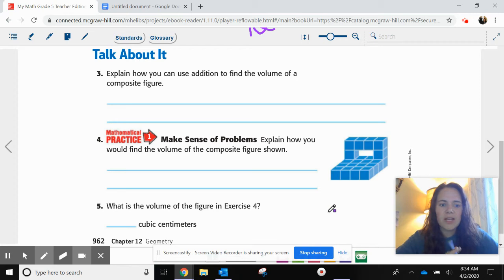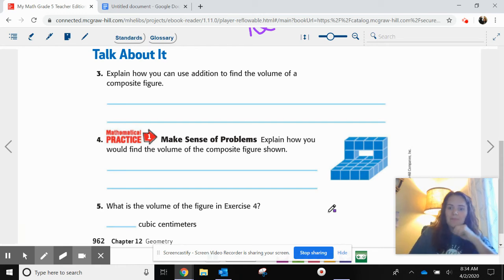Number 4, explain how you would find the volume of the composite figure shown. So your answer might be a little different from what I'm thinking. In my mind, I look at this figure and I go, okay, I notice two kind of layers, right? I notice that bottom layer, and then I notice the top one. There's some missing from the top one. So my options are either subtract those 2 from the volume of that prism, or I could sit here and count all the cubes. I'm not one for counting. I like the volume formula more.